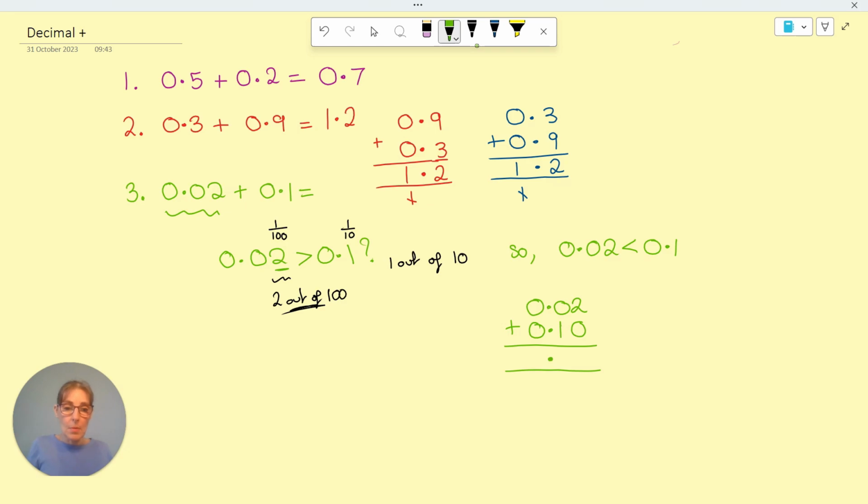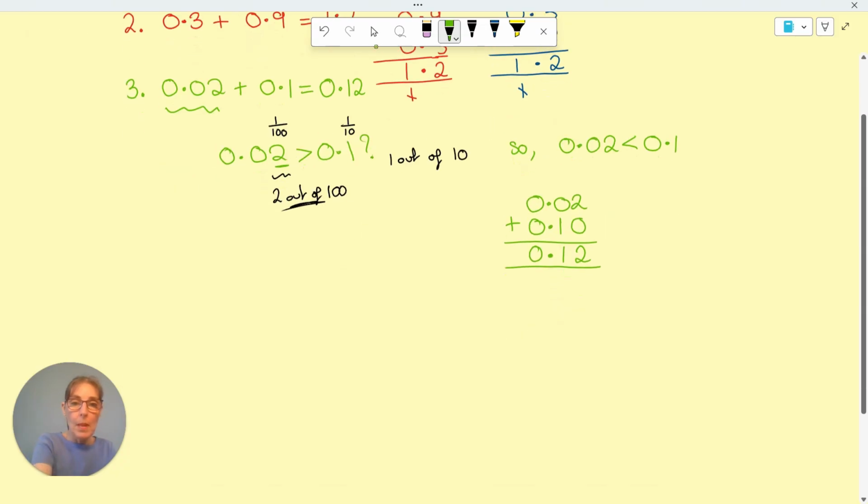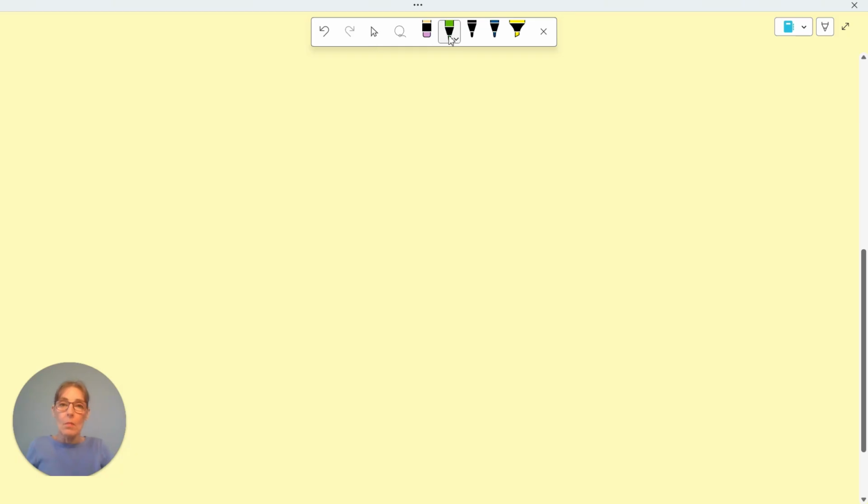Keep the decimal points lined up. So that's 2/100 plus 0 is 2/100. No tenths plus 1/10 is 1/10. 0 plus 0 is 0. So the answer to that is 0.12. I'm just going to move the page down. Okay.